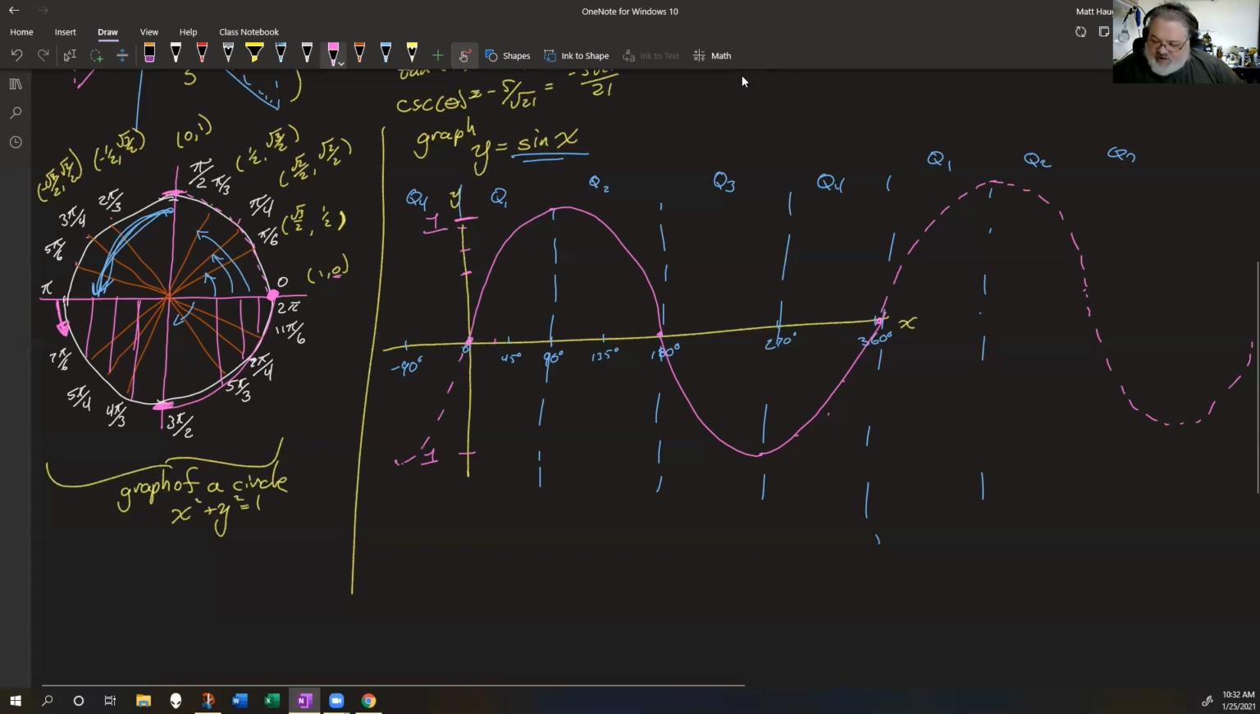So if we zoomed out of this, what our sine function looks like.